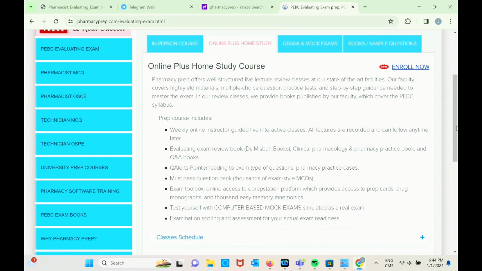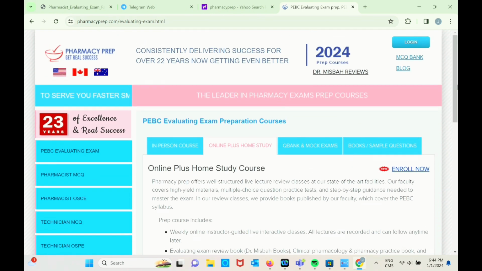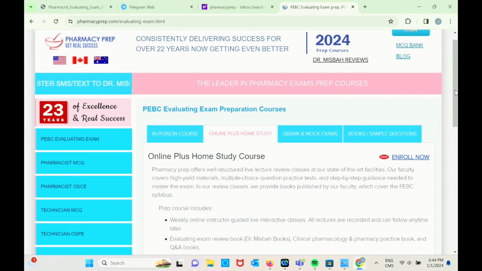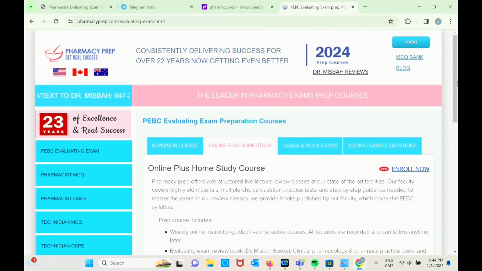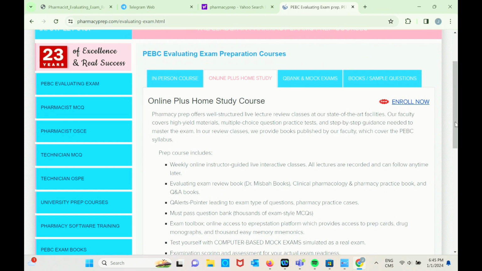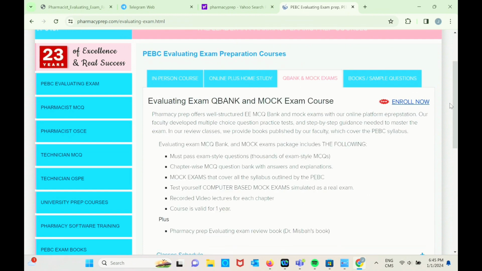Dr. Misbah's pharmacy prep was so focused on each topic that he prepared us on doing more and more MCQs. Unfortunately my login has expired, so I cannot show you what is exactly in the bank, I mean in the online access. In that you would have some MCQs, for example, let me show you something. It's only valid for 1 year.